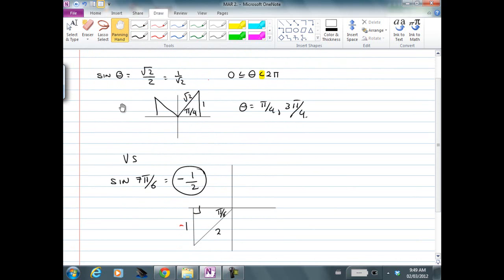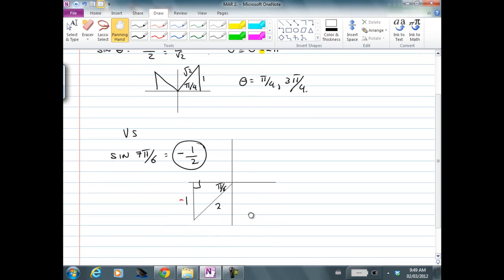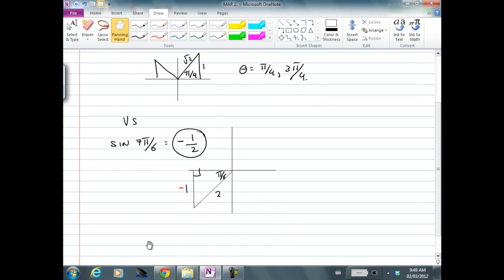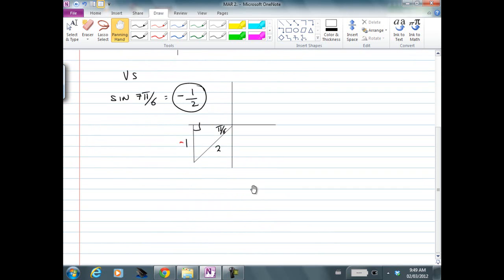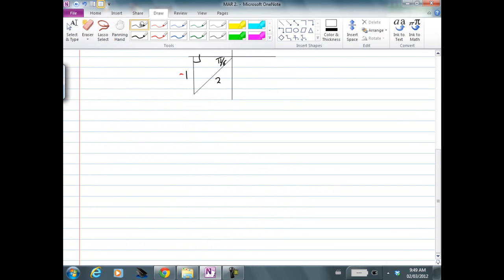That's it. Look at the difference between questions. This is sine theta versus sine of 7 pi by 6. One of them gives me an angle. One of them gives me a ratio of the sides. Know the difference between the 2, because a lot of kids are having trouble. But that was a review. Here is where today's stuff comes in.